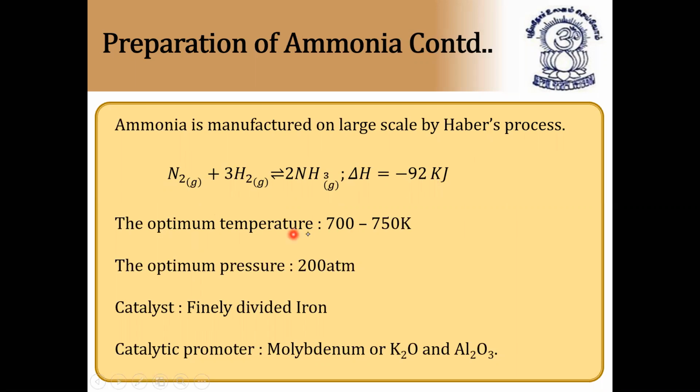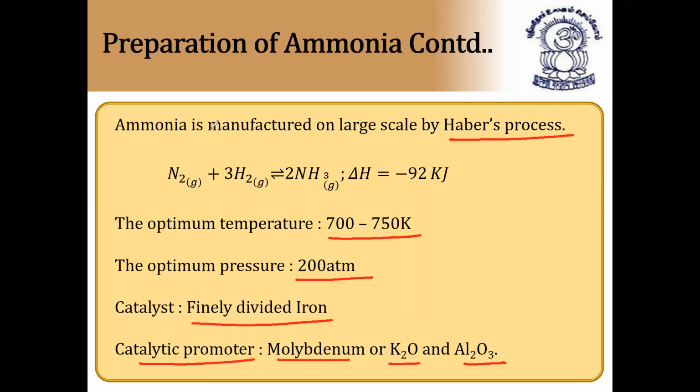The optimum temperature is 700 to 750 kelvins. They'll ask the optimum temperature. High pressure, that is 200 atmospheres. Catalyst is finely divided iron, and catalytic promoter is molybdenum or potassium oxide or aluminum oxide. Any one of these three we can use. So this is called preparation of ammonia by Haber's process.